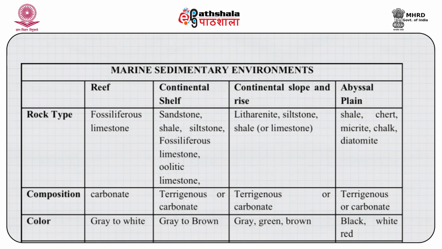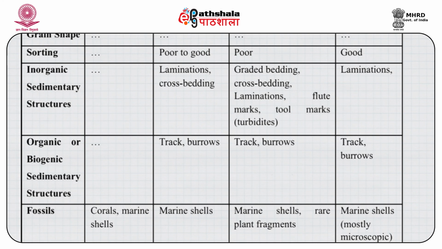Continental slope and rise, this environment consists of generally litharenite, siltstone and shale. These are either terrigenous or carbonate. The sorting is poor. Graded bedding, cross bedding, lamination, even flute marks or tool marks are common in this environment. Trails and burrows are present. Marine shells are also common, but rarely plant fragments are there.